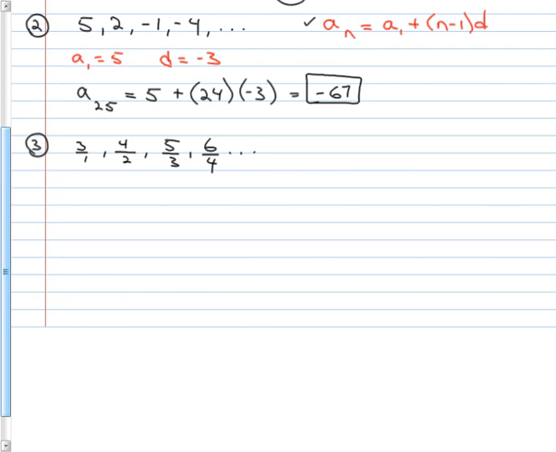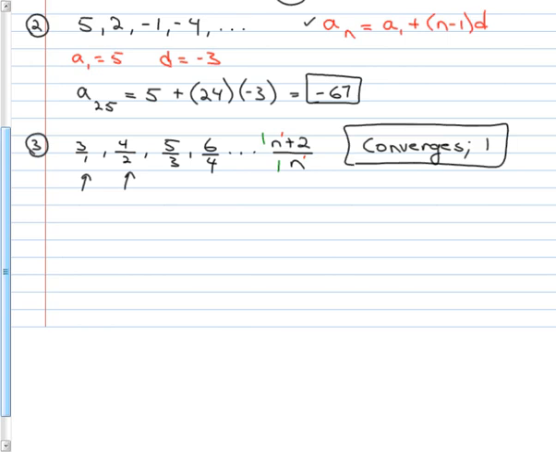If I tried to write a little formula, if I called it n on the bottom, first term, second term, it's n plus 2 on the top. And we can tell, if you remember, it's like those horizontal asymptotes. I'm going to compare the degree. If the degrees are the same, then I divide the lead coefficients, 1 and 1. 1 divided by 1 is 1. It converges, and it converges to 1. It's getting closer and closer to 1.